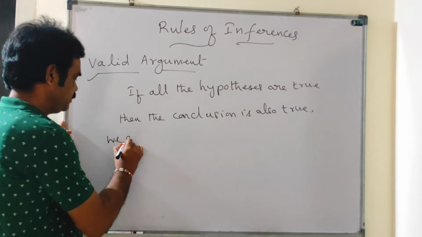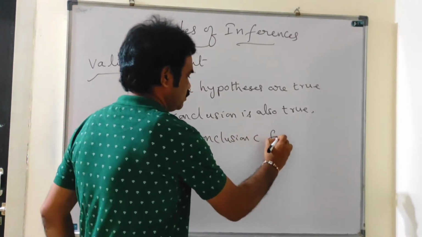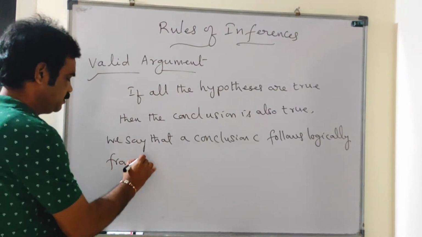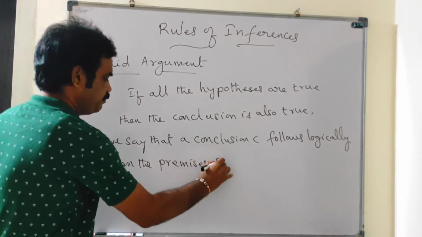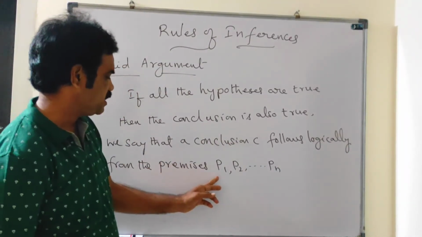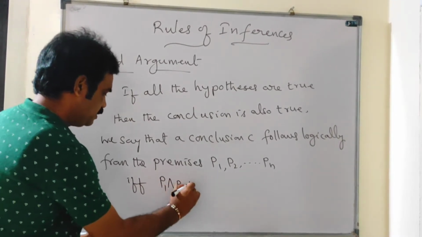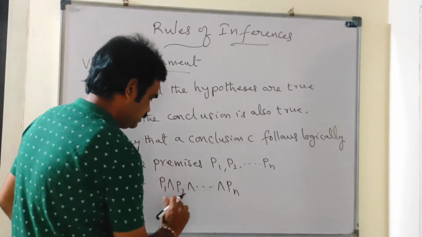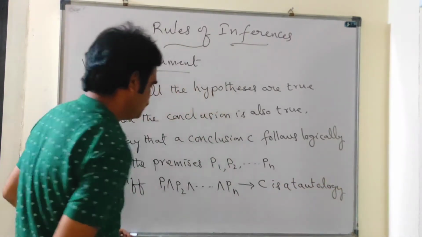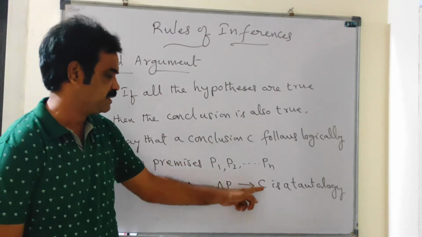We say that a conclusion C follows logically from the premises or hypotheses P1, P2 and so on Pn if and only if the conjunction P1 and P2 and so on and Pn implies C is a tautology.